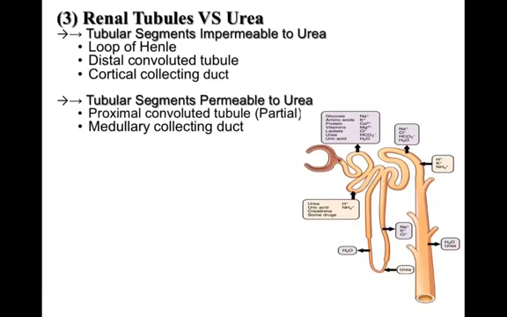The same applies to the relationship between the renal tubules and urea, which is a major component of urine, of course. Now, keep that in mind. The very beginning and the very end of the renal tubules, I mean the proximal convoluted tubule and the medullary collecting duct, are permeable to urea, but the proximal convoluted tubule is only partially permeable to urea. Segments in between, I mean the loop of Henle, distal convoluted tubule, and cortical collecting duct, are impermeable to urea. Now, isn't that simple?